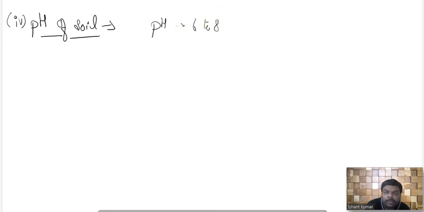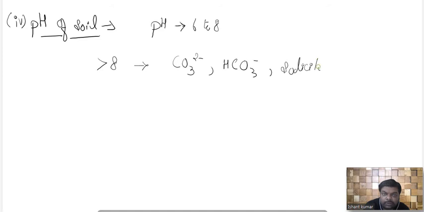It means that it must be very near the neutral point, not less than 6 and not greater than 8. If it is greater than 8, what will happen? The plants growing there will have a deficiency of carbonates and hydrogen carbonates, and sodicity will be present, and due to this the growth of the plant will be hampered.